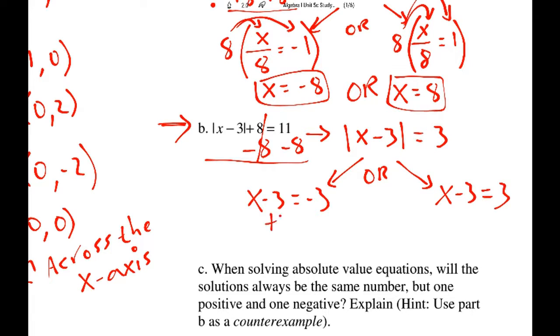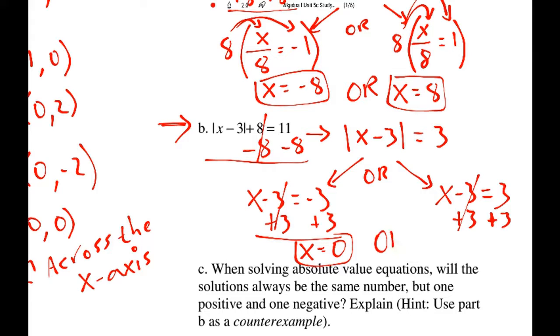Notice how the process is the same to solve for x. The only difference is the number on the right. Okay, so these cancel out, but again, the only difference is the number on the right. -3 plus 3 is 0. Okay, or x equals 3 plus 3, 6.